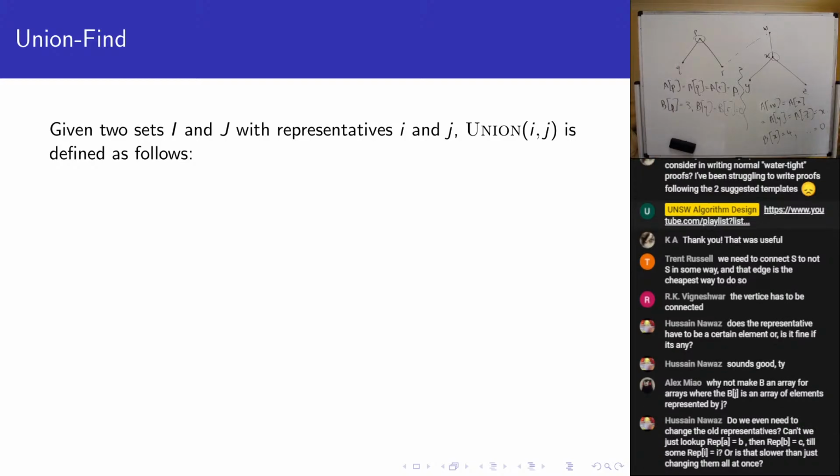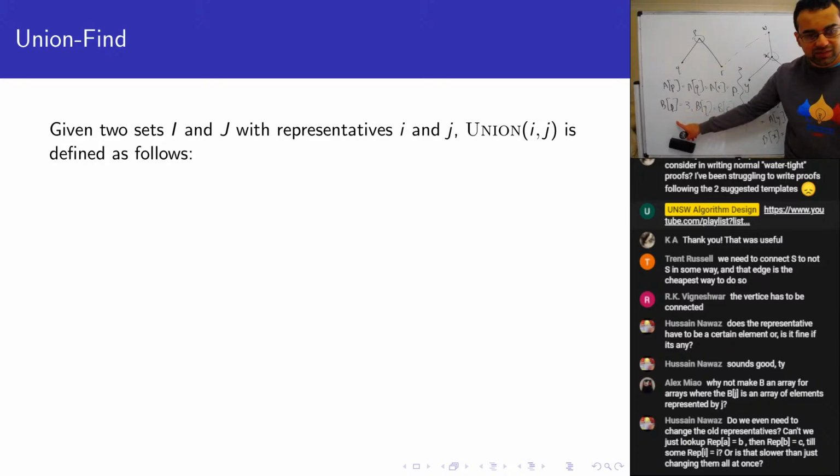Alex, why not make B an array for arrays? Okay, there's too many words. The word array appears too many times in your comment. I can't understand you. I think what you're asking is, why can't B list everything with representative P rather than just the number of them? I think that's what you're asking.